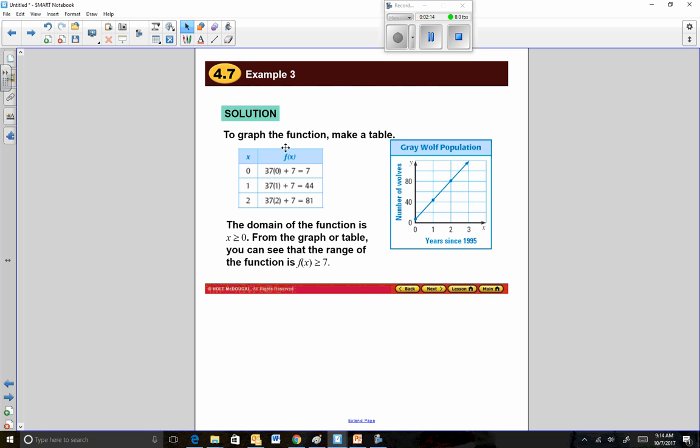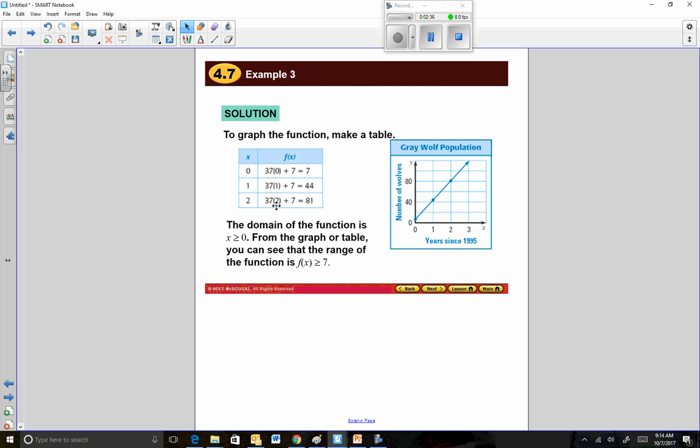We cannot go backwards in time, so let's start with 0 years since 1995. If we put a 0 into the equation, 37 times 0, 0, plus 7 is 7. So at 0 years since 1995, you get 7 wolves. Place a 1 in. Multiply, you get 37 plus 7 is 44. So 1 year after 1995, you get 44 wolves.